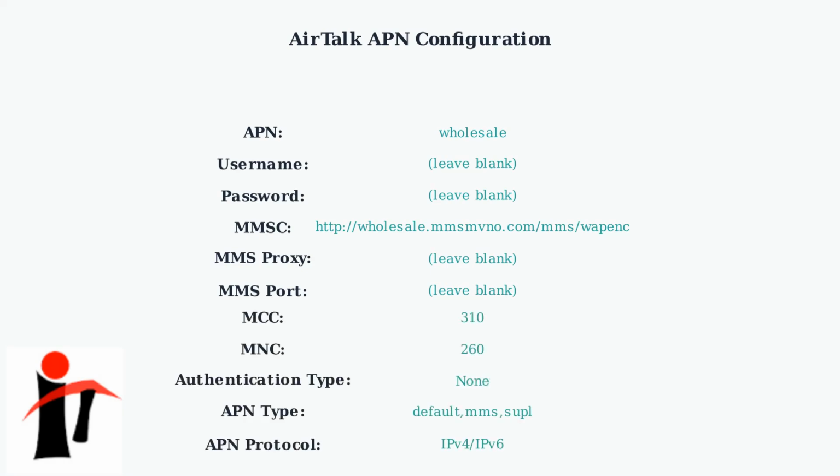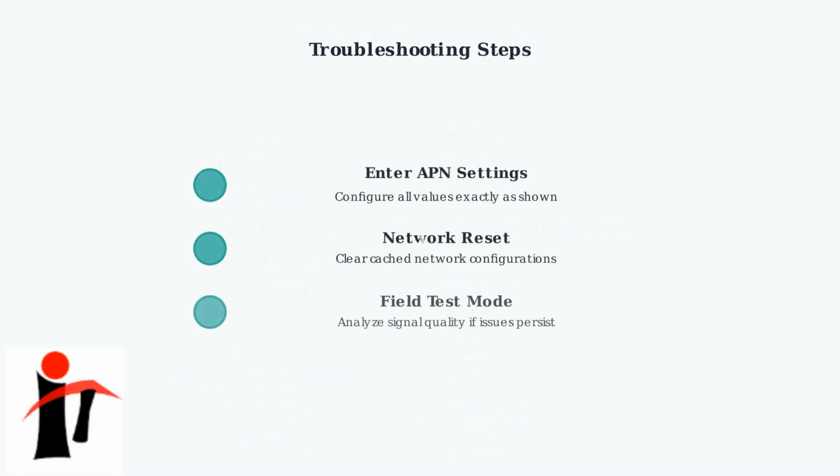The MCC is 310 for United States, MNC is 260 for AirTalk's network identifier, and authentication should be set to none. After entering these APN settings, you'll need to perform a network reset to ensure the changes take effect properly. This clears any cached network configurations that might interfere with your new settings.